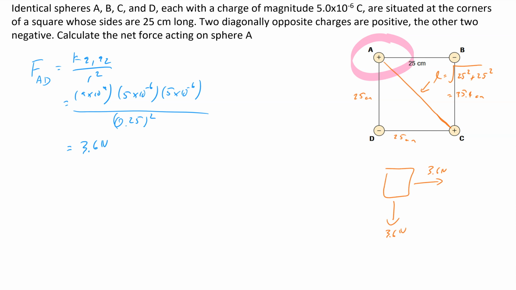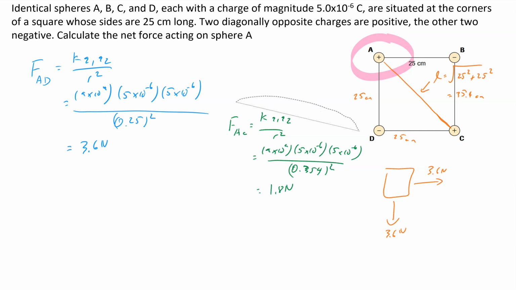So from here, let's figure out that repulsion force, the force between A and C. So k q1 q2 over r squared. So 9 times 10 to the 9, 5 times 10 to the negative 6, 5 times 10 to the negative 6, over 0.354 squared. And when we plug that into our calculator, we end up with a force of 1.8 newtons. So I'm just going to move this over so I have a little bit more room.